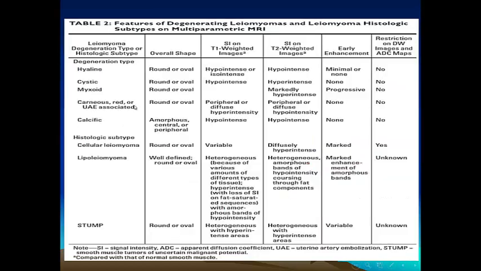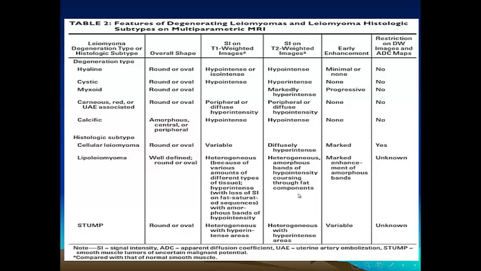These are the different features of degenerated leiomyoma. I want you to just have an idea. When I write that it is a cystic or myxoid degeneration, how can I know from the MRI? Just from the different signal intensities seen. So leiomyoma degeneration types or histological subtypes, I state according to the appearance seen on MRI.